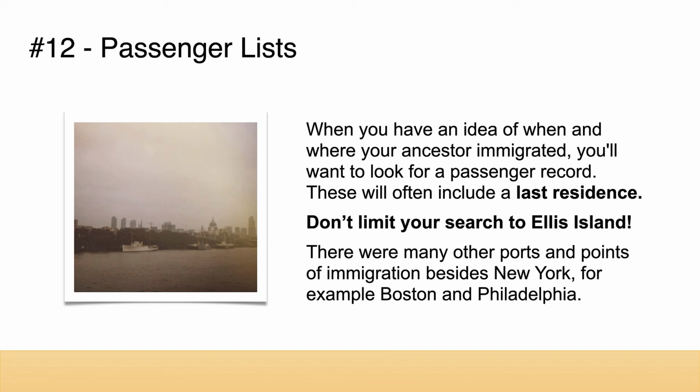If you don't know where your ancestor arrived, look in a variety of places. Don't limit your search to Ellis Island. There were many other ports and points of immigration besides New York, for example, Boston and Philadelphia, and it's very, very possible that your ancestor came through one of those ports.